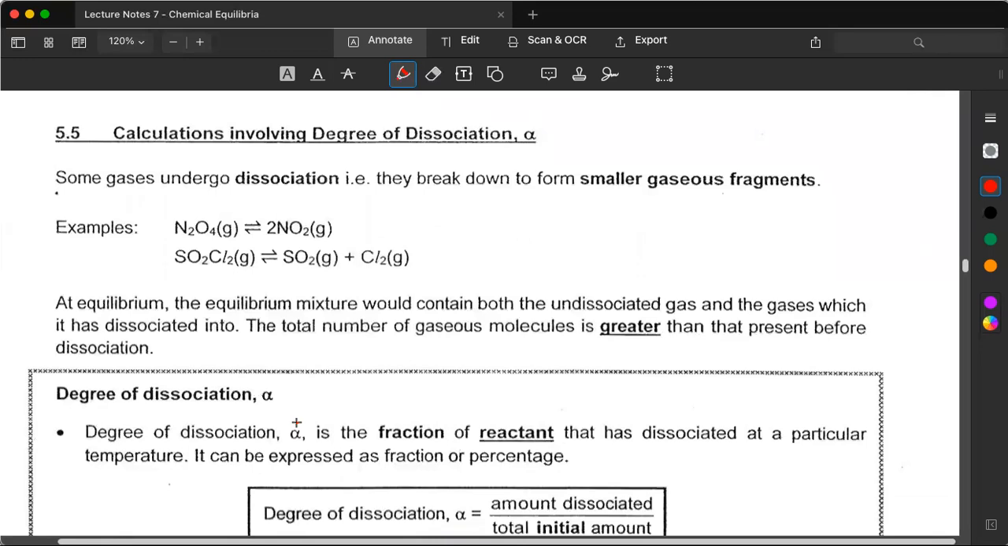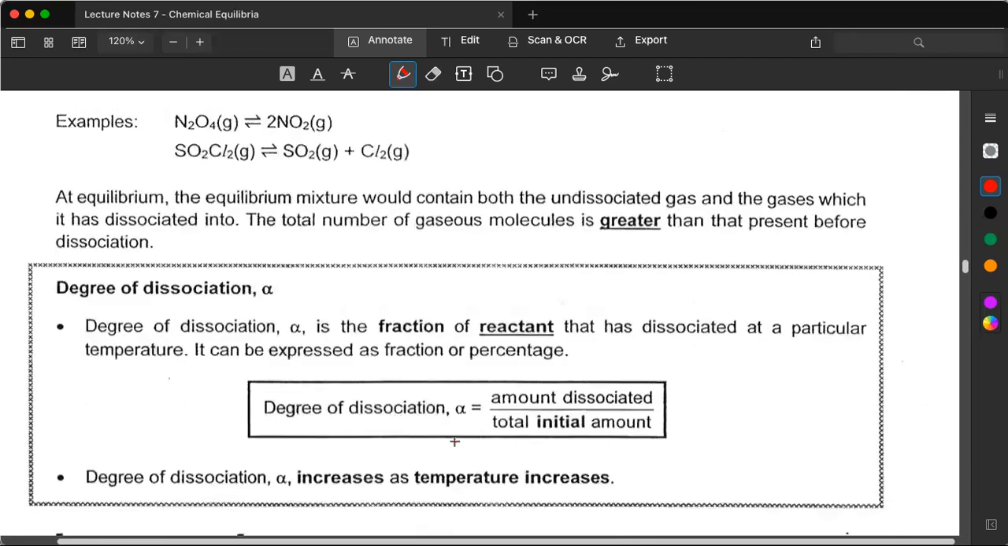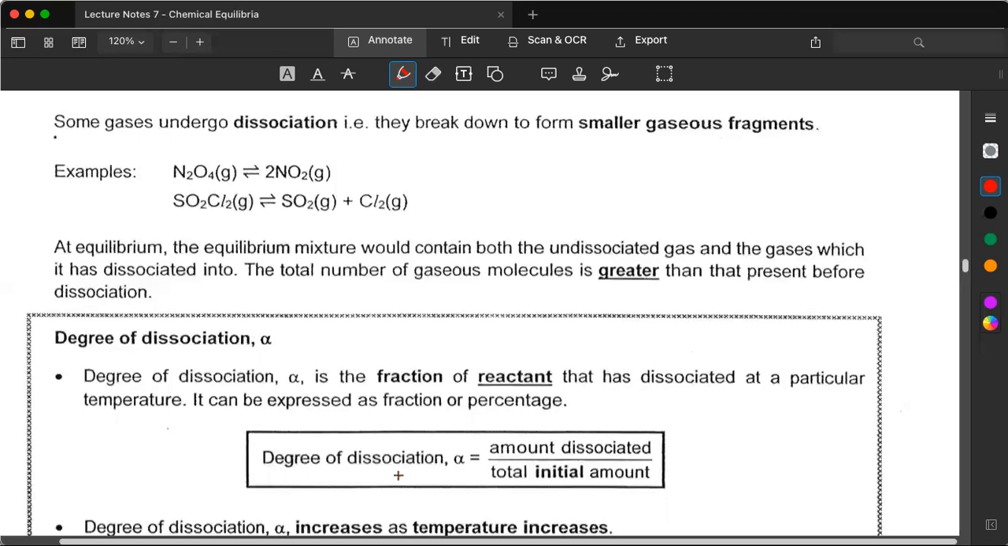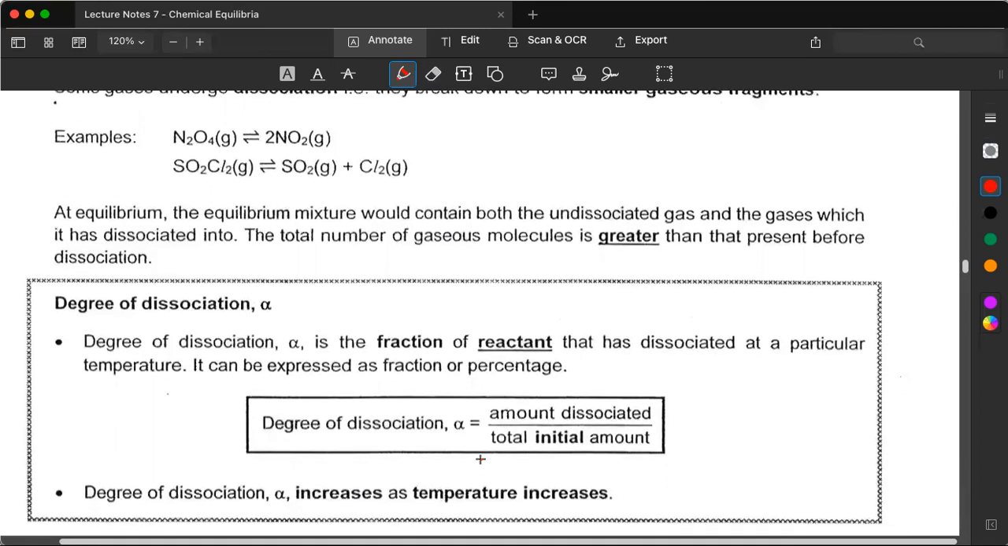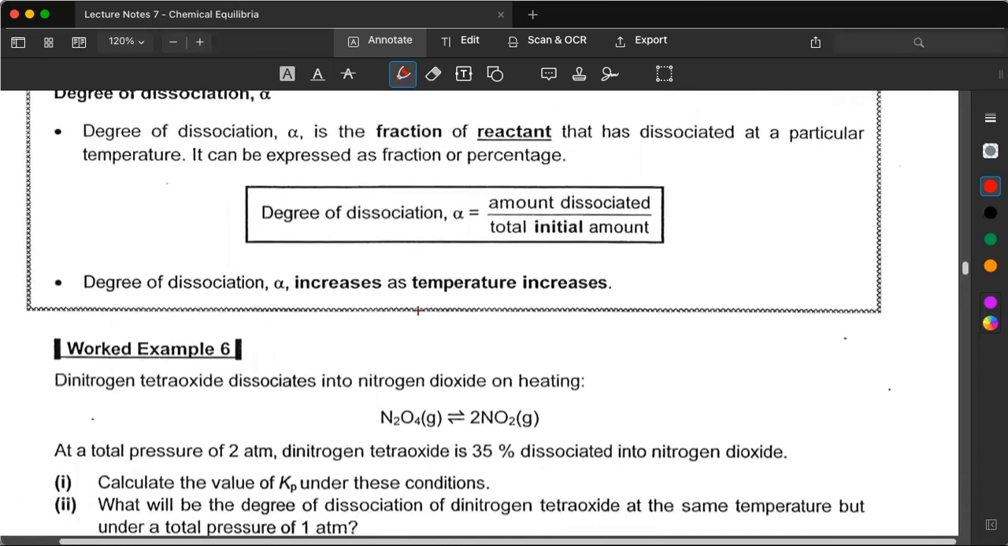So degree of dissociation is the fraction of reactant that has dissociated. It can be expressed as a fraction or percentage. The degree of dissociation equals the amount dissociated over the total initial amount. As temperature increases, the degree of dissociation will increase. In this case, because you have more moles on the product side, the total number of gaseous molecules will increase upon dissociation.